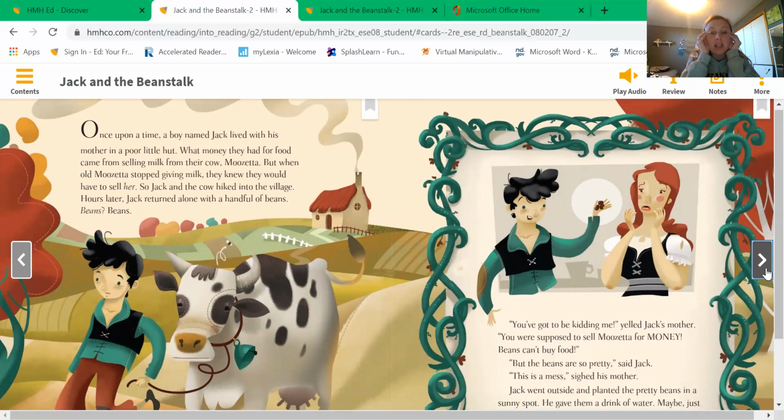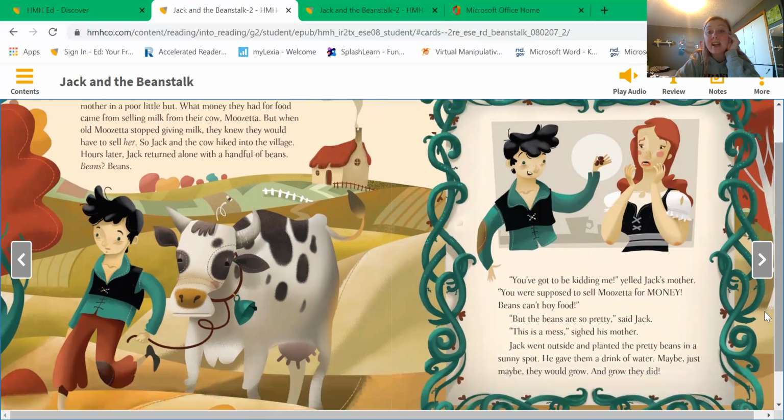Once upon a time, a boy named Jack lived with his mother in a poor little hut. What money they had for food came from selling milk from their cow, Musetta. Ooh, clever name, Musetta. But when old Musetta stopped giving milk, they knew they would have to sell her. So Jack and the cow hiked into the village. Hours later, Jack returned alone with a handful of beans. Beans? Beans. You've got to be kidding me, yelled Jack's mother. You were supposed to sell Musetta for money. Beans can't buy food. But the beans are so pretty, said Jack. This is a mess, sighed his mother.